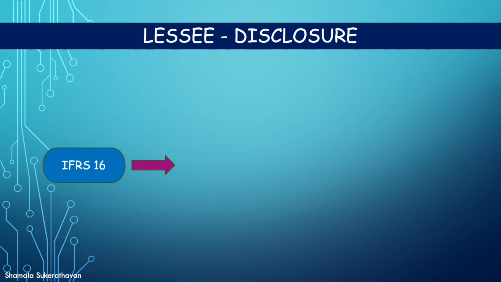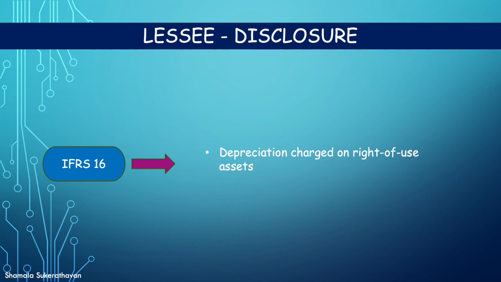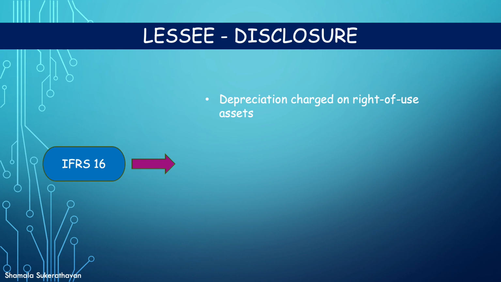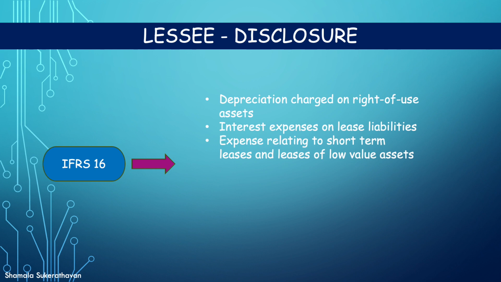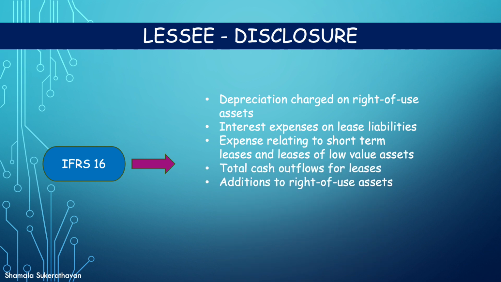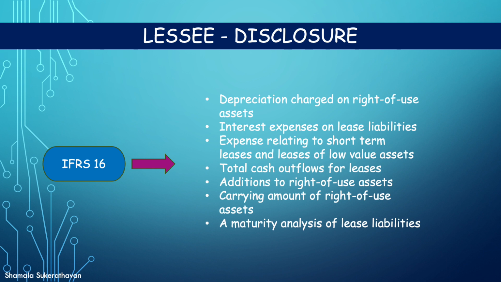IFRS 16 requires the lessee to disclose the following: depreciation charged on right-of-use assets, interest expense on lease liabilities, the expense relating to short-term leases and leases of low-value assets, total cash outflows for leases, additions to right-of-use assets, carrying amount of right-of-use assets, and finally a maturity analysis of lease liabilities.